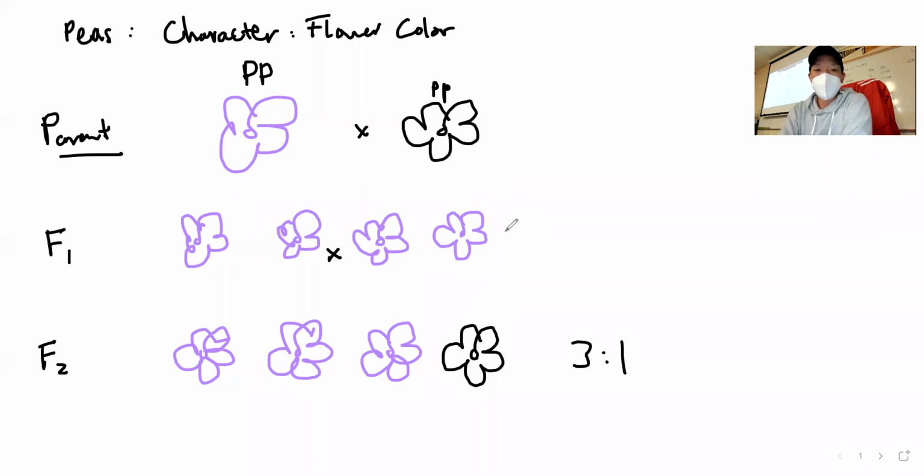Okay? Now, we've met rule number 1, right? For a given character, both of these individuals have two alleles, one from each of their parents. But when it comes time to pass their genes on, how many of these two can this purple flower pass on?